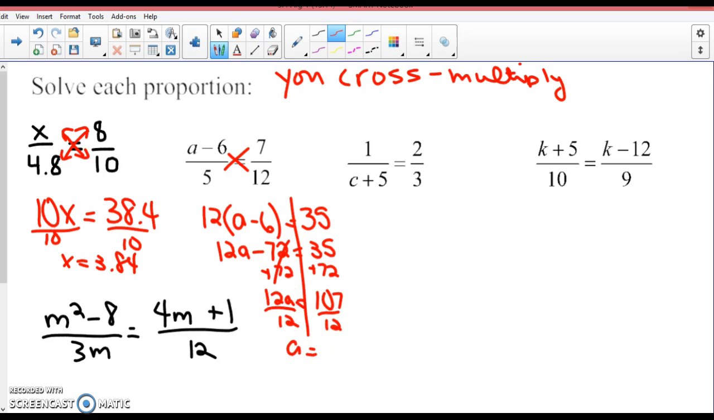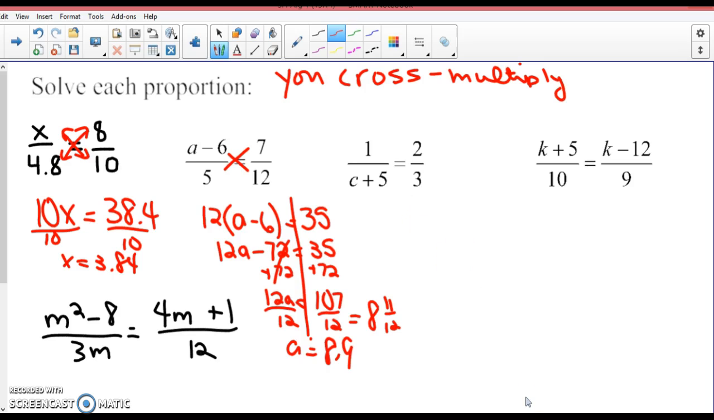And don't start freaking out and saying it has no solution. Not everything is going to work out perfectly. This ends up being 8.9 approximately, or 107/12. Or I could change it to a mixed number. If I change it to a mixed number, it would be 8 and 11/12. All right.